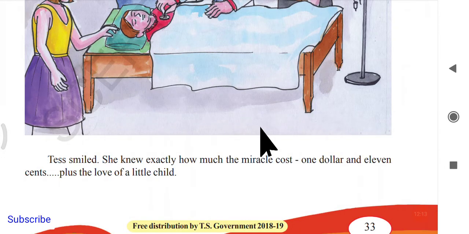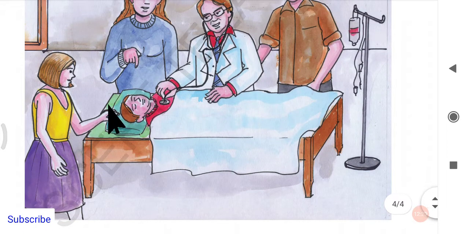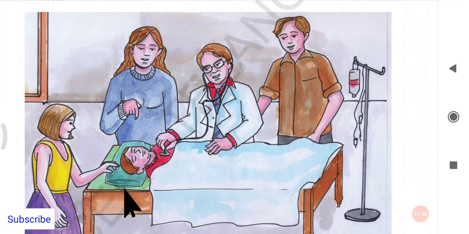Okay, so Tess thought that not only this $1.11 was able to save her little brother, but also her strong determination and the love that she had towards her brother. So she knew the cost of that miracle: $1.11 plus the love of a little child. Of course, if Tess didn't love her little brother Andrew, or didn't have that faith or that determination to buy the miracle, this Dr. Armstrong would not have noticed her and would not have performed a successful surgery on Andrew.